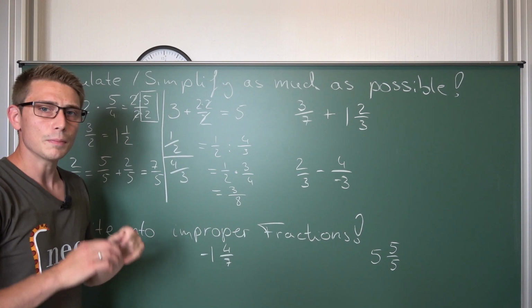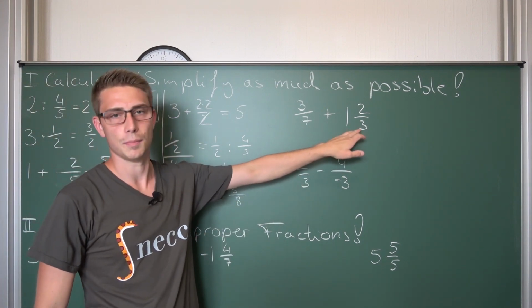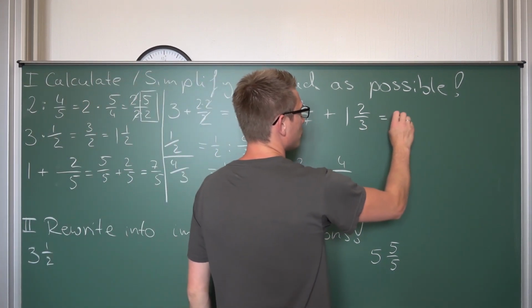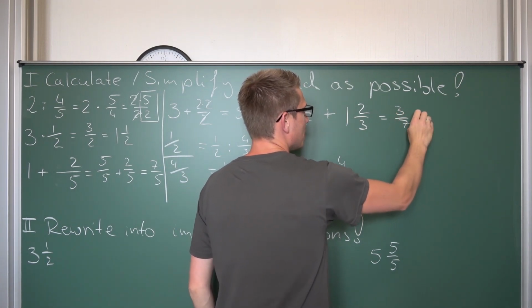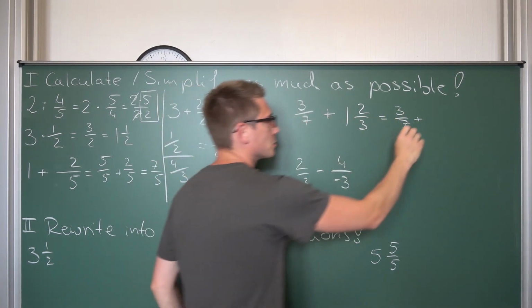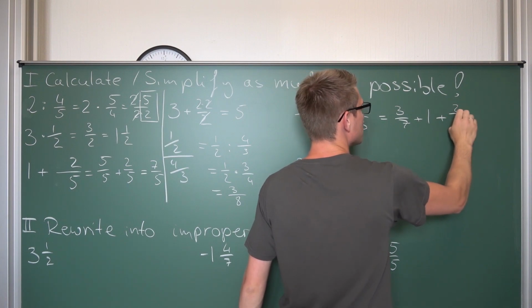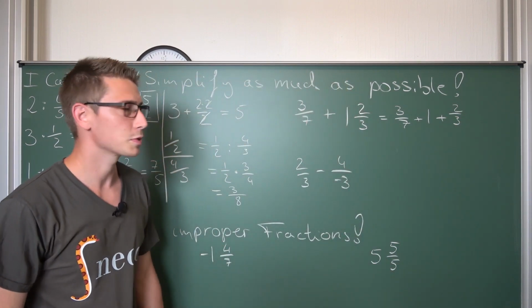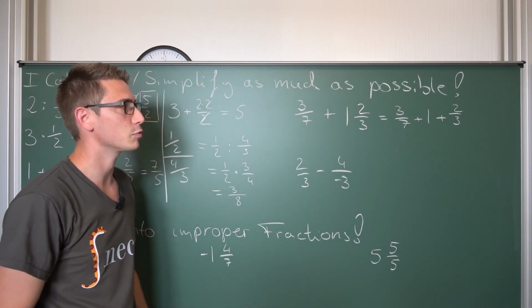That's a bit trickier here, but at first let us rewrite this mixed fraction that we are having here. So at first we are going to be left with 3 over 7 plus, and the mixed fraction is nothing but 1 whole plus 2/3. Now we can continue from this point onwards.